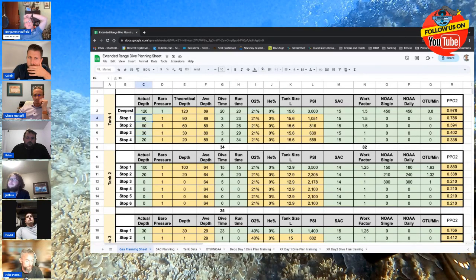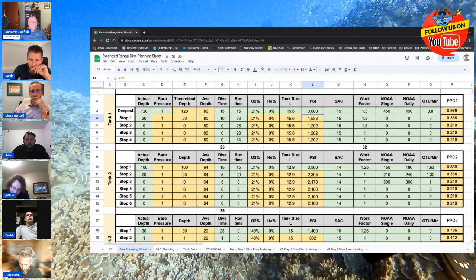If you're just doing recreational diving, you may say, okay, I'm going to do a 15-minute dive, which is a 15-minute runtime, and then I'm going to come up to 20 feet, and I'm going to do my safety stop, and I'm going to spend 10 minutes there. Zero, zero, zero, and zero, zero, zero, which means I get a 25-minute dive, and I'm going to end at 1,500 PSI.